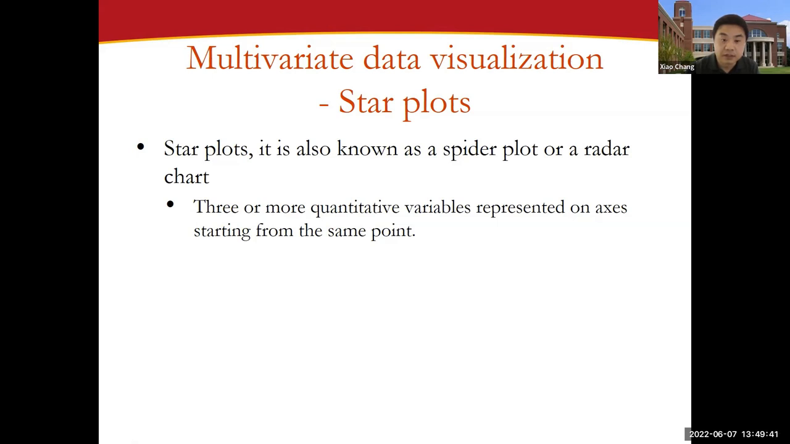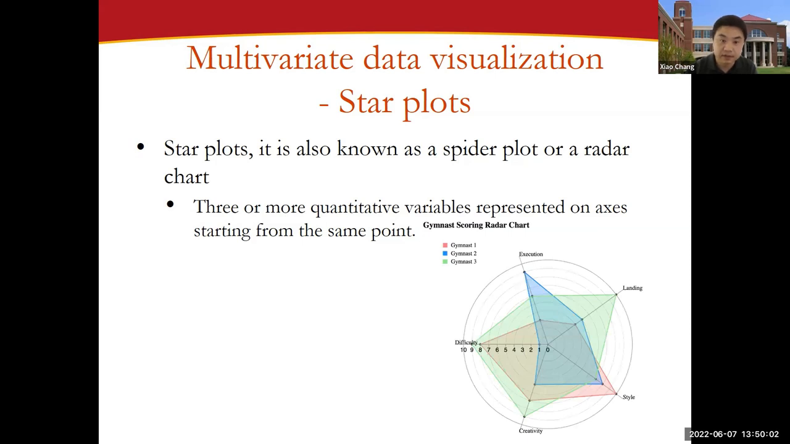I also discussed star plots. The star plot is also known as a spider plot or a radar chart. Three or more quantitative variables are represented on axes starting from the same point. This is similar to the traditional two-dimensional and three-dimensional plots, but here the axes are not required to be perpendicular to each other.